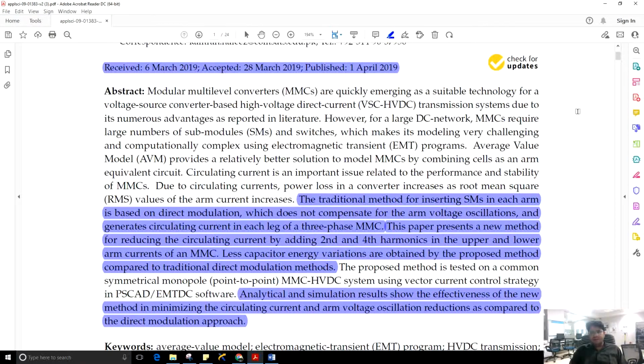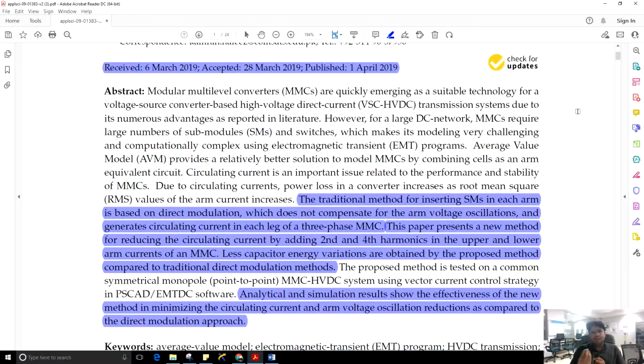However, for a large DC network, MMC requires a large number of submodules and switches, which makes its modeling very challenging and computationally complex using EMT programs. This is true. If we talk about detailed switch modeling, first we need to understand that as per CIGRE there are 7 types of model. The first type of model is detailed switching model. In detailed switching model, we take hundreds of cells and thousands of switches to model basically MMC.